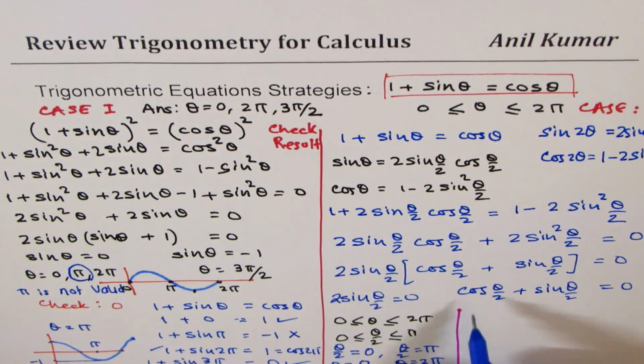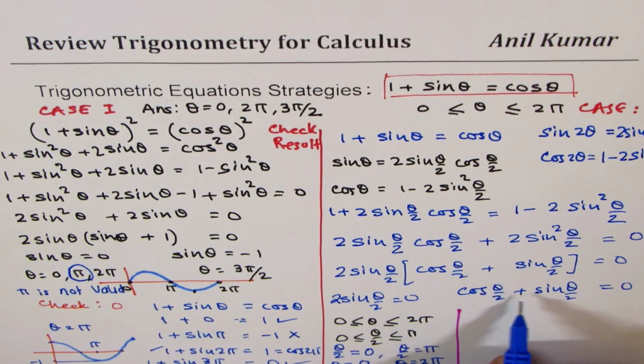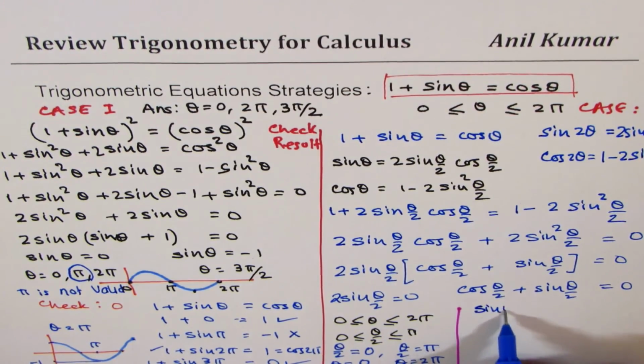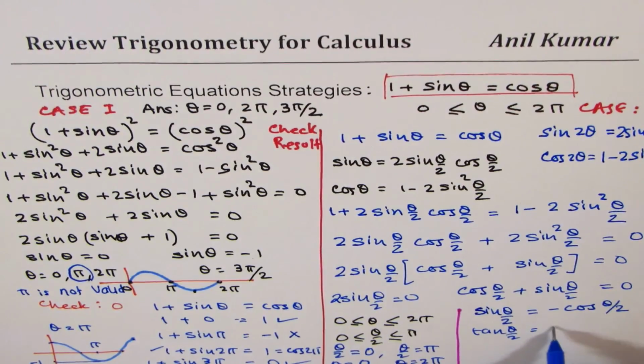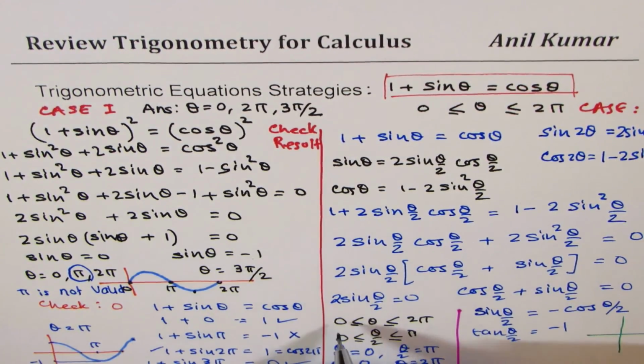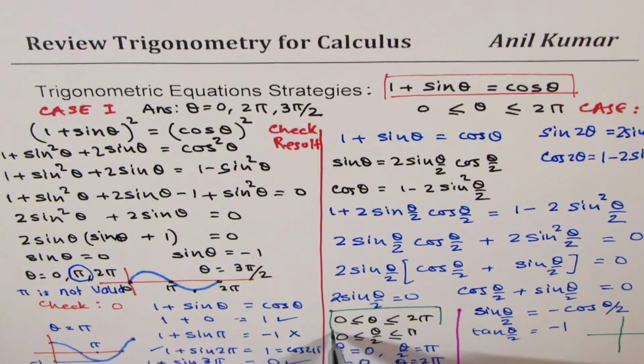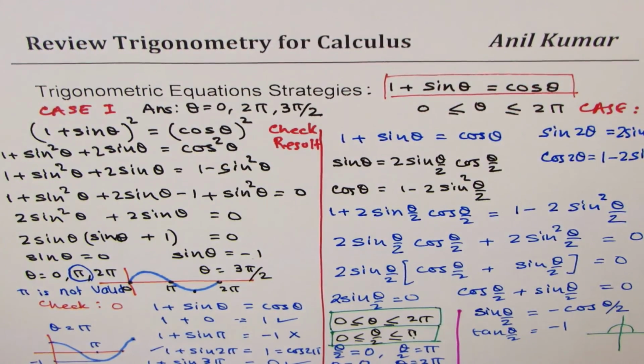Now let us solve the next factor. If I bring it to one side, then we get what? We could write this as sine theta by 2 equals minus cos theta by 2, or tan theta by 2 equals minus 1, dividing by cos theta by 2. Perfect. Now when is tan theta by 2 equal to minus 1? Now we are working in the domain for theta by 2, which is basically 0 to pi, right? That domain.